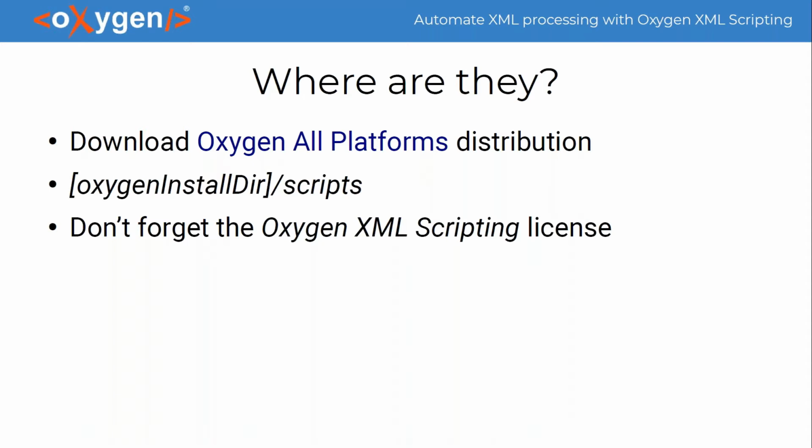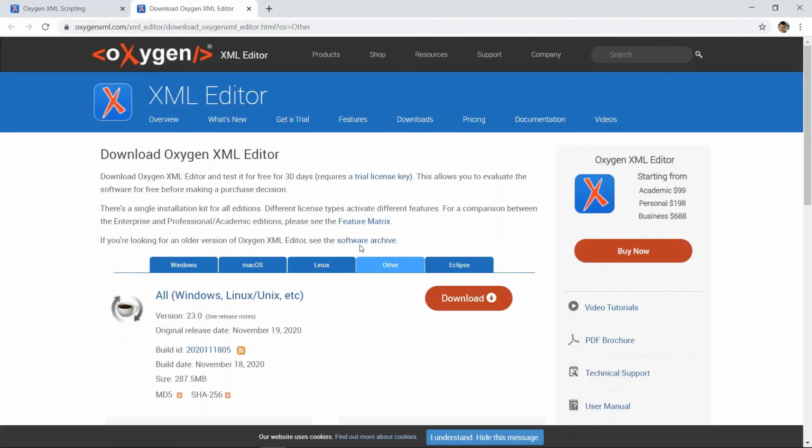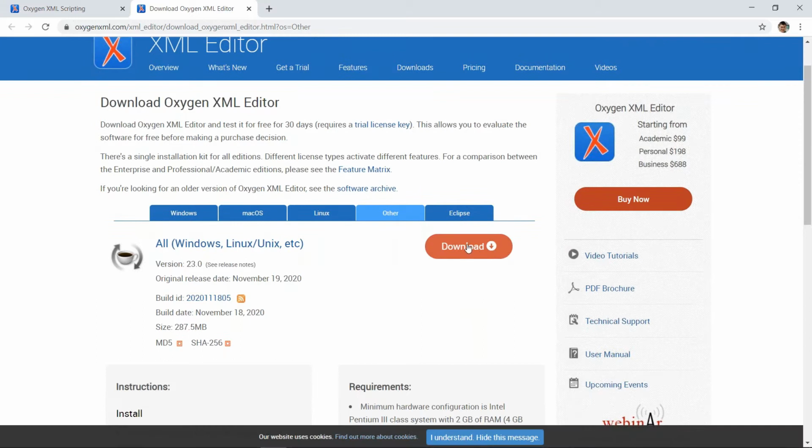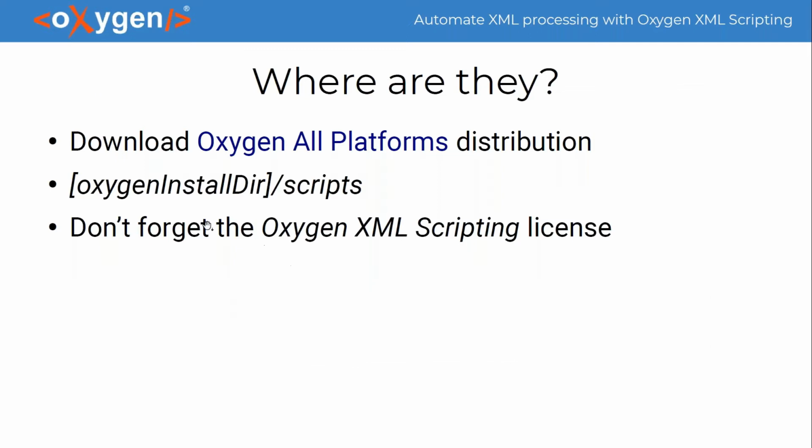What you need to do is download an Oxygen All Platforms distribution. Again, on our website in the downloads area, if you click this other tab, this is the All Platforms distribution. Once you have it, the scripts are all present in the scripts folder. And of course, don't forget the Oxygen XML Scripting license that I've mentioned. It has to be put in a file inside the Oxygen installation directory.